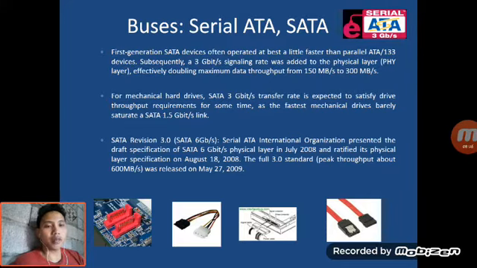For mechanical hard drives, the SATA 3 gigabits per second transfer rate is expected to satisfy drive throughput requirements for some time, as the fastest mechanical drives barely saturate a SATA 1.5 gigabits per second link.